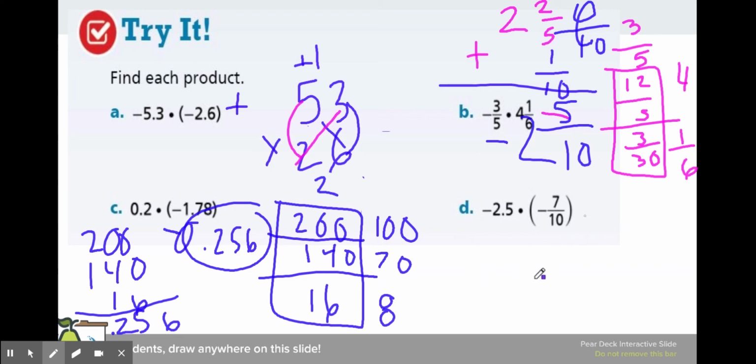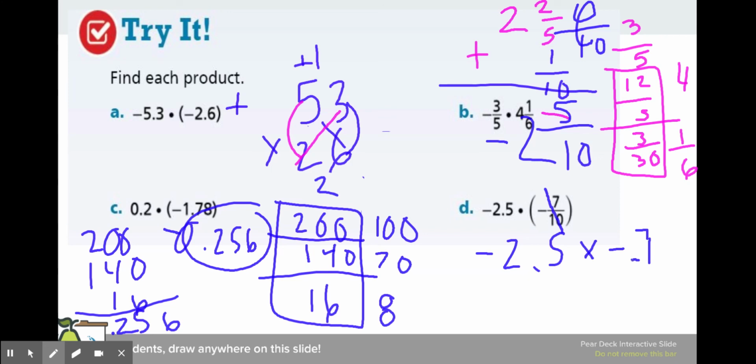Now over here, try to answer D. Okay, so this is like comparing apples and oranges, right? We can't have a decimal and a fraction. Now, I like working with decimals way better than I like working with fractions, but it doesn't matter which one you do. I'm going to turn this into a decimal. So I have -2 and 5/10 times -7/10.